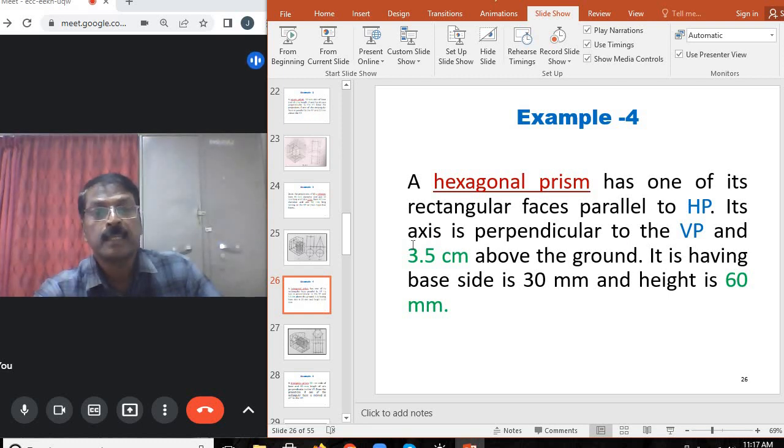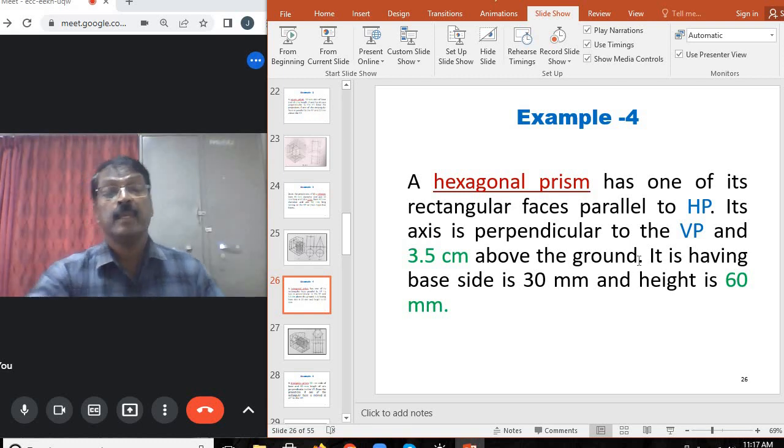The dimension is 3.5 centimeter above the ground. Don't confuse centimeter and millimeter. 3.5 centimeter means 35 millimeter above the ground. Its axis is perpendicular to the VP and 3.5 centimeter above the ground. So let us consider the base point is 3.5 centimeter above the XY.